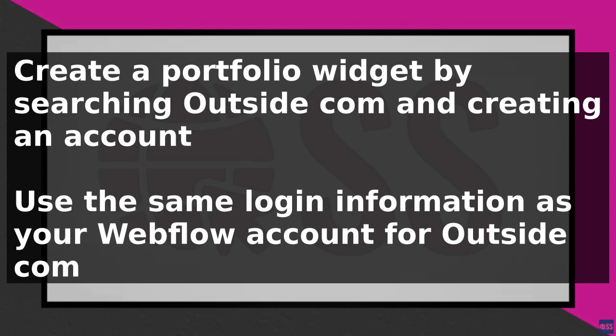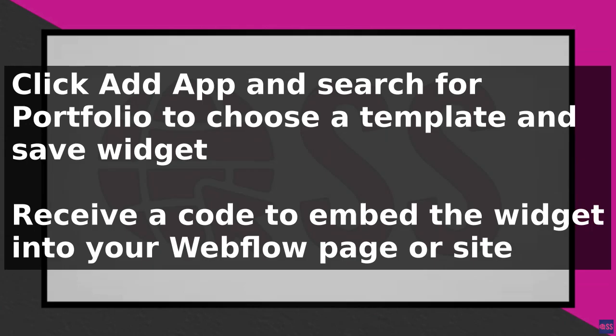While that's loading, you can create a portfolio widget by searching for outside.com in your web browser and creating an account if you don't already have one. You can use the same login information as your Webflow account. After creating an account, click Add App and search for Portfolio. Choose a template, save the widget, and you'll receive a code to embed it.